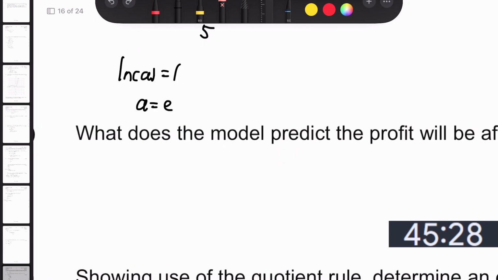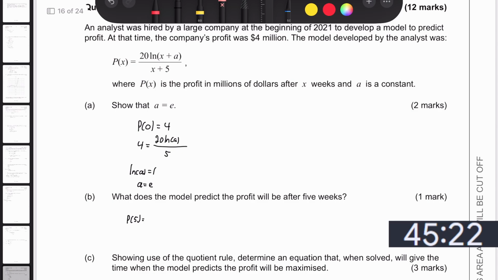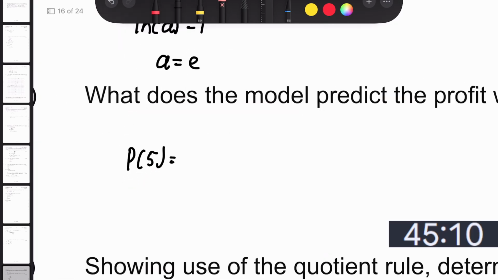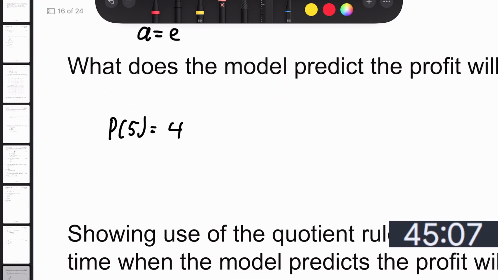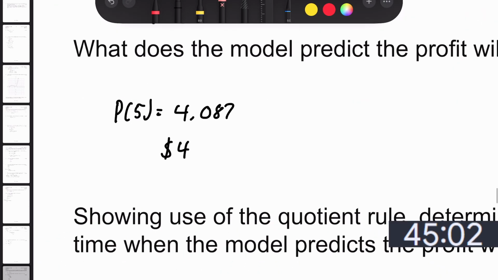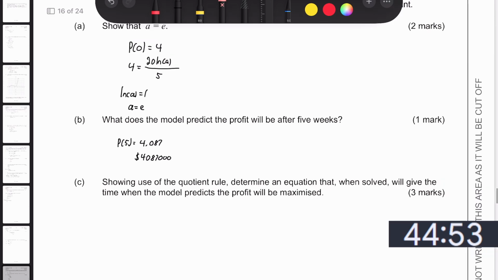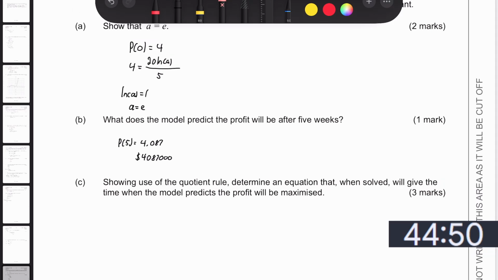What does the model predict the profit will be after 5 weeks? So P of 5 is going to be equal to, in the calculator you go, 20 ln of x plus e, so 1, all over x plus 5, given that x is equal to 5. This is going to be 4.087. So then profit will be $4,087,000, times a million. Yep. Showing the use of the quotient rule, determine the equation that when solved will give the time the model predicts the profit will be maximized.